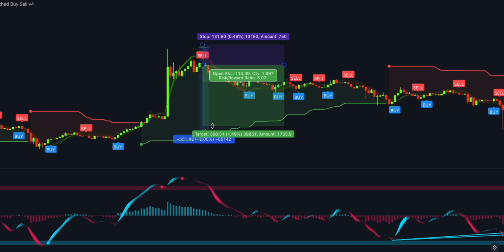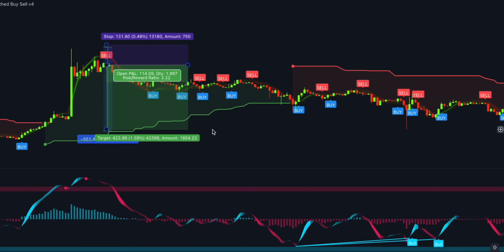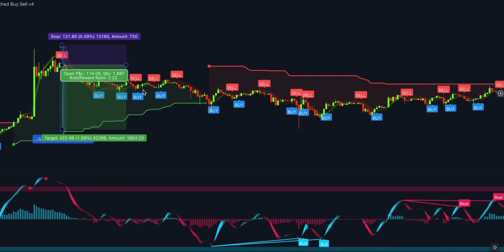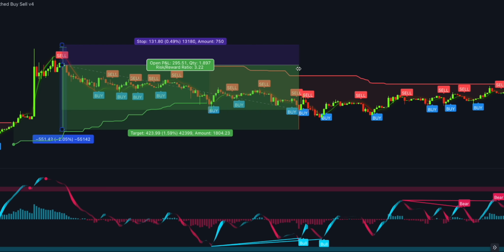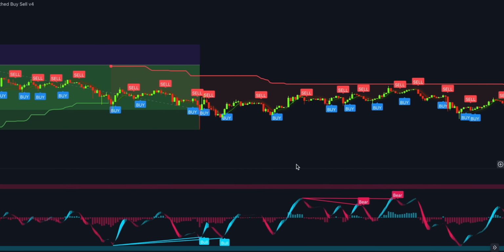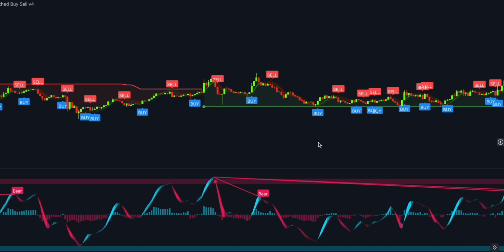We found that this strategy works exceptionally well on the 5-minute time frame, but you can try it on other time frames as well. But be sure to do diligent backtesting. That's the only way to find out the strategy's true win ratio.